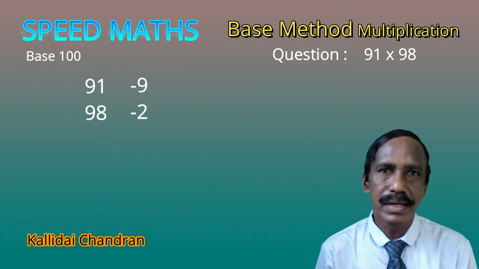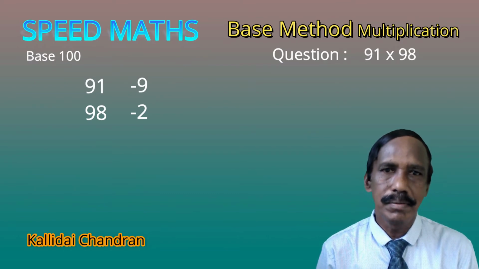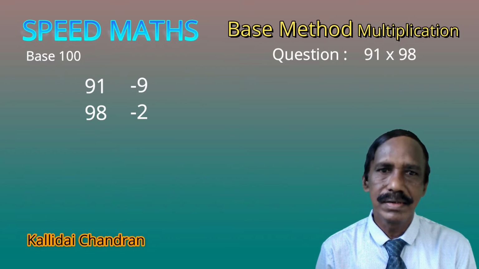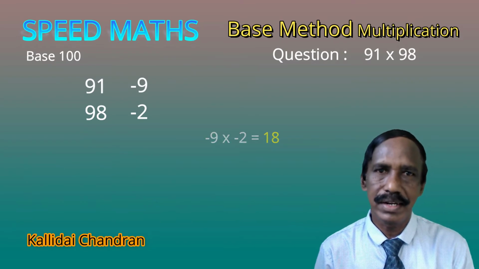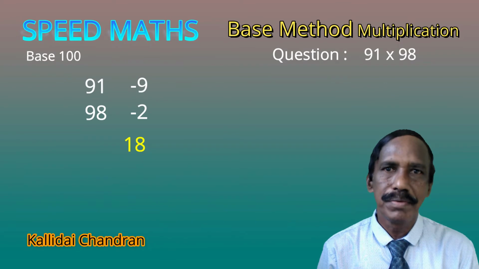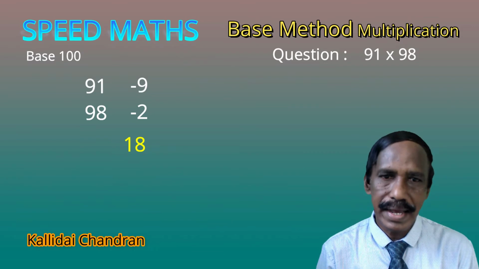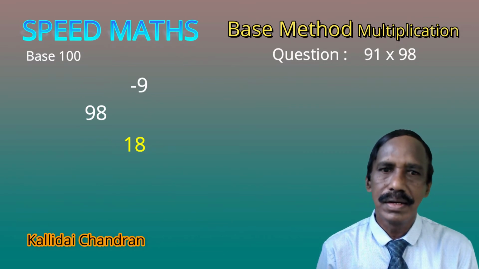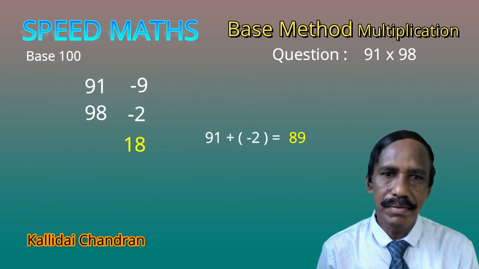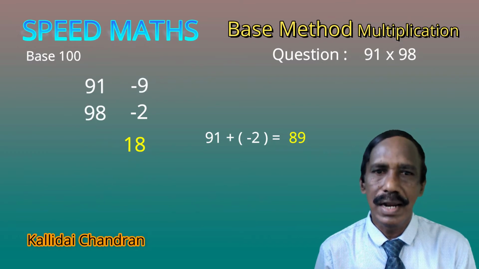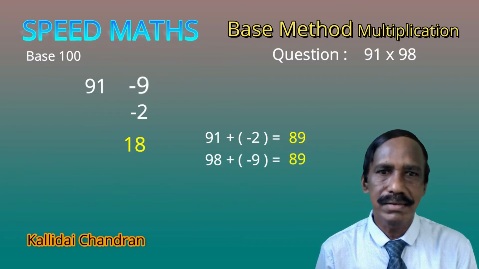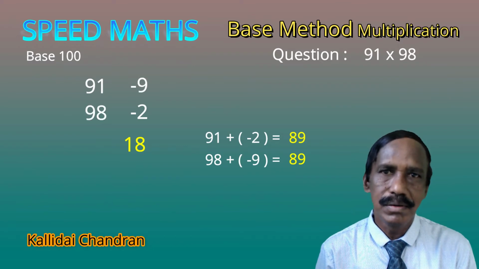Now we have to multiply minus 9 and minus 2. The result is positive 18, that is plus 18. Now we have to cross add, that is 91 with minus 2 and 98 with minus 9. 91 when added with minus 2 is 89. Similarly, 98 when added with minus 9 is equal to 89. Thus, both the figures will always be the same.